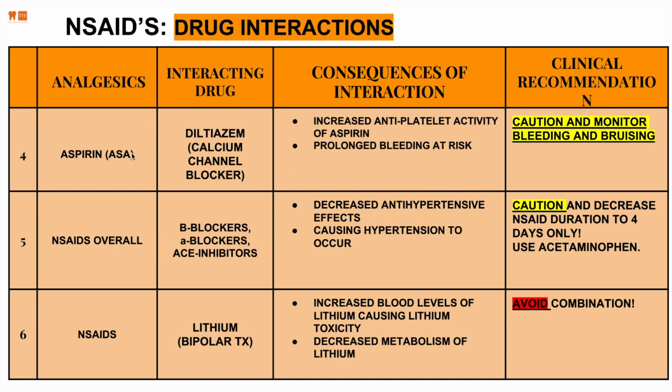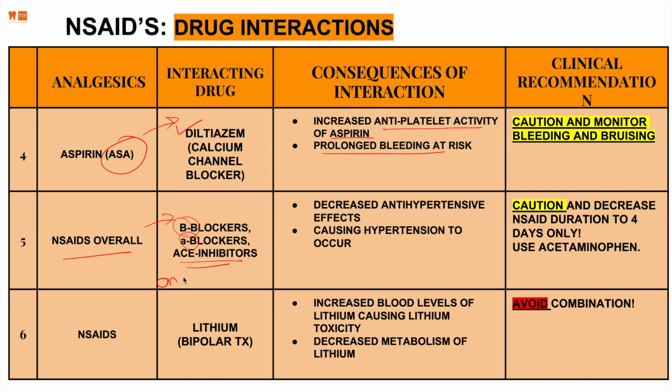Next is aspirin only, not all NSAIDs, aspirin with calcium channel blockers, such as diltiazem. What happens when you club these two? It increases the antiplatelet activity of aspirin, prolonging bleeding. Therefore, we don't avoid it, but let's monitor the bleeding and bruising. It's for caution. NSAIDs overall, mixed with beta blockers, alpha blockers, and ACE inhibitors.